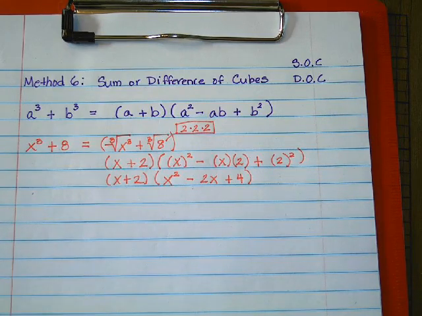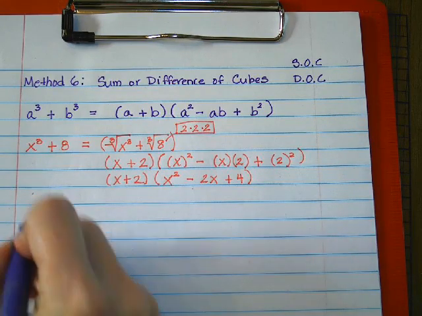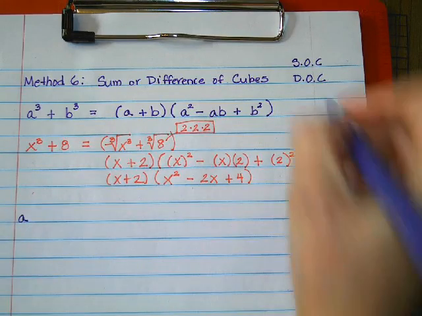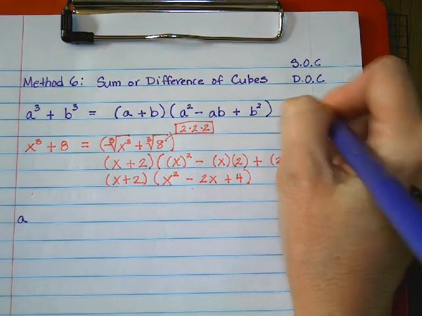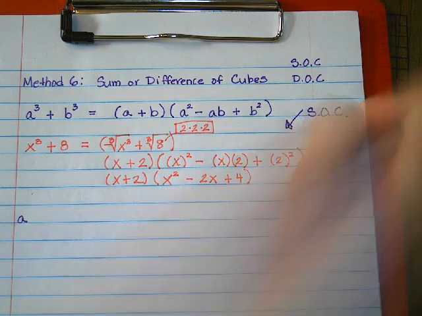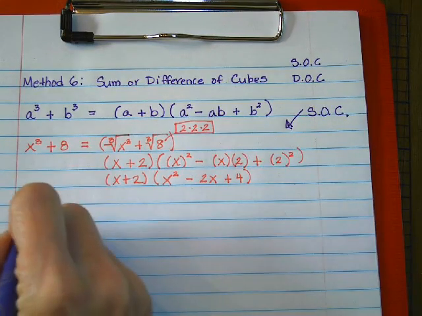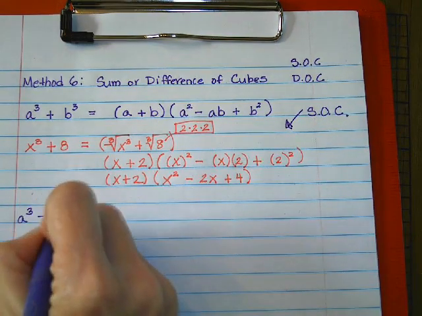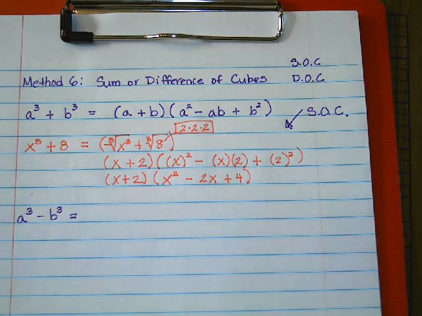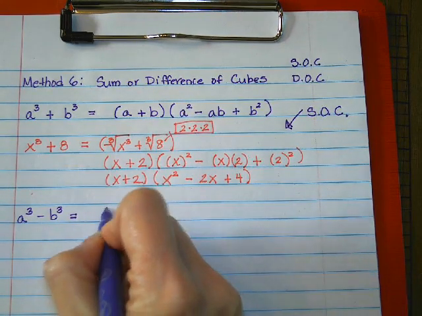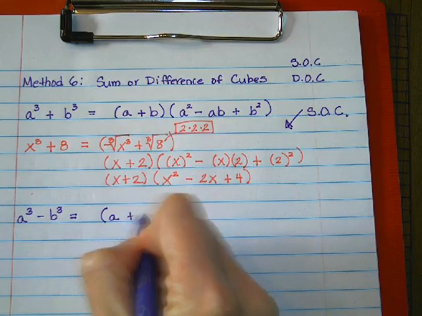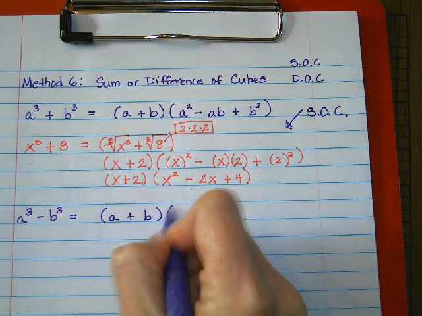All right. So now we're going to move on to the next one, the difference of cubes. So this, I'll make an example for you here. This is our SOC, S-O-C. All right. So we're going to do a cubed minus b cubed. It's going to start out just the same way. You have to find the cube root of each, so it gives us a plus b. We're going to follow the same exact pattern.